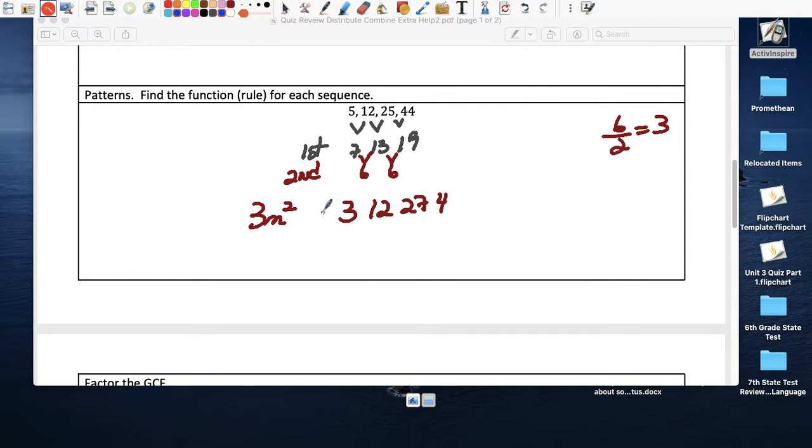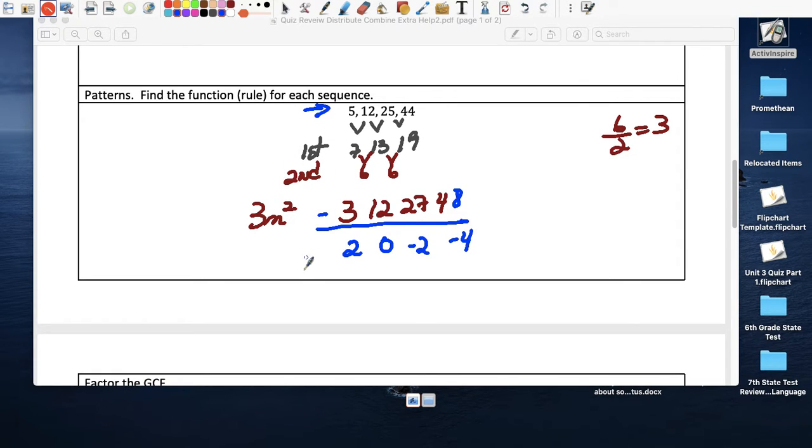Remember, we gotta subtract this from the original sequence, which is this guy right here. 5 minus 3 is 2. 12 minus 12 is 0. 25 minus 27 is negative 2. Oops, I forgot the last one. What is this number? 4 to the second power times 3 is 48. So 44 minus 48 is negative 4.